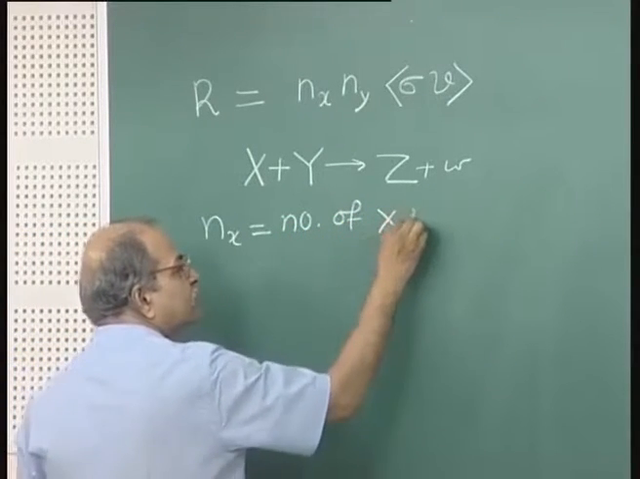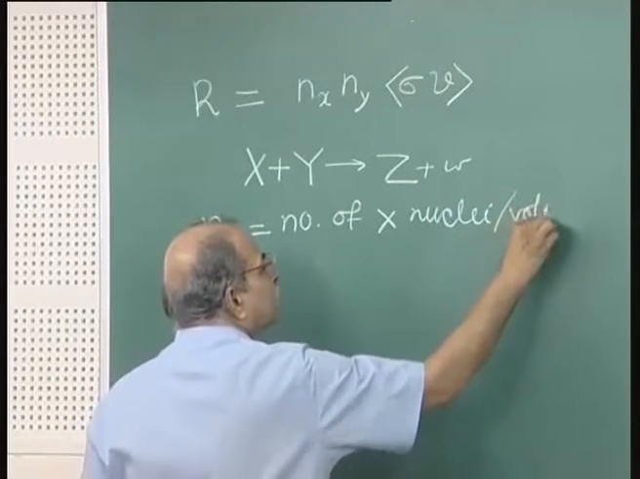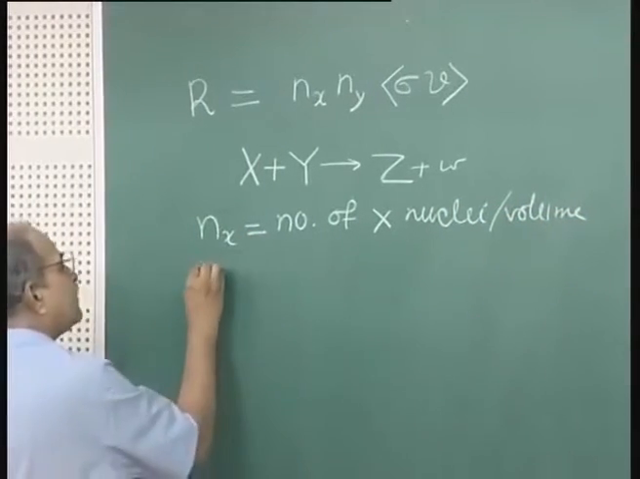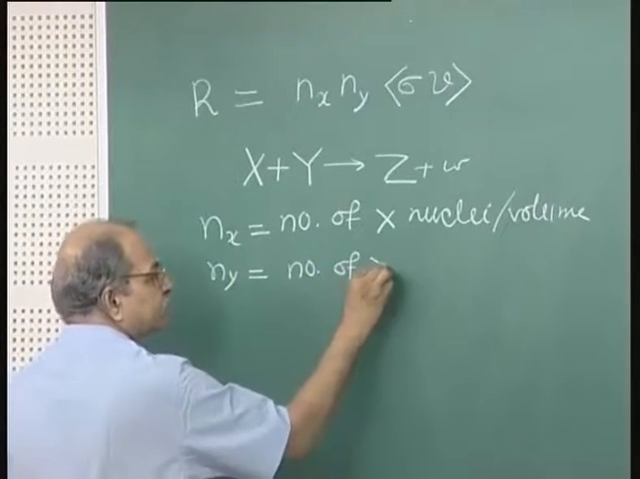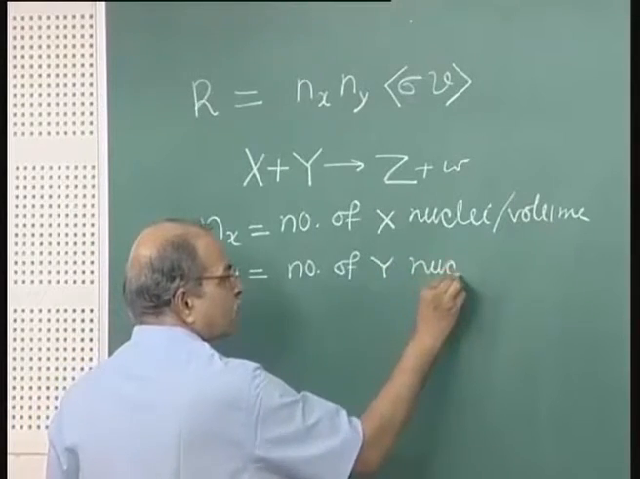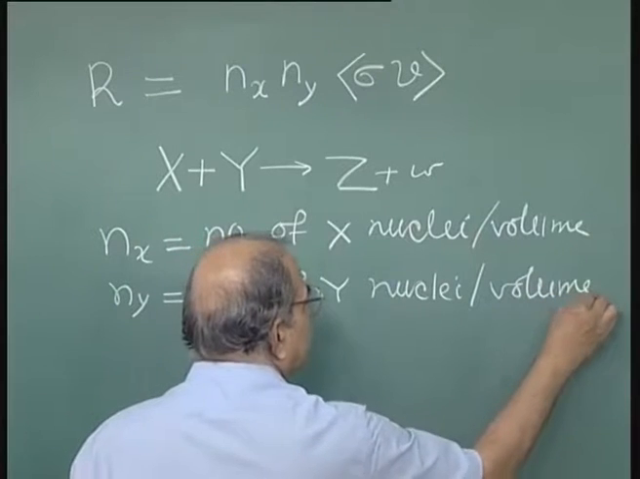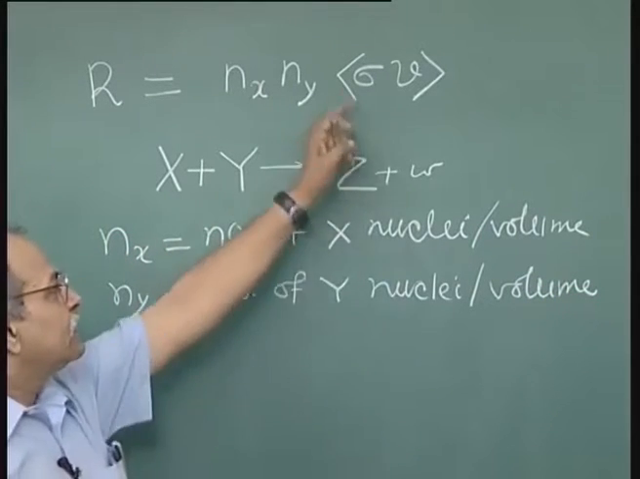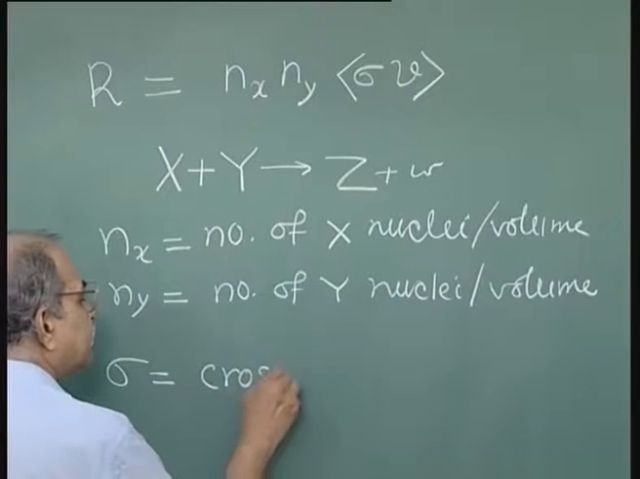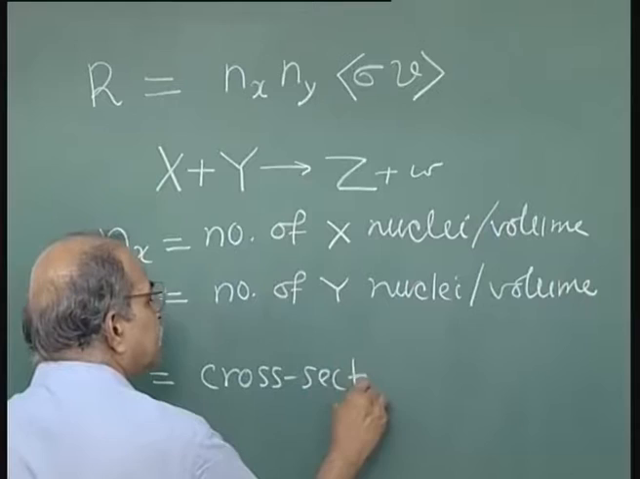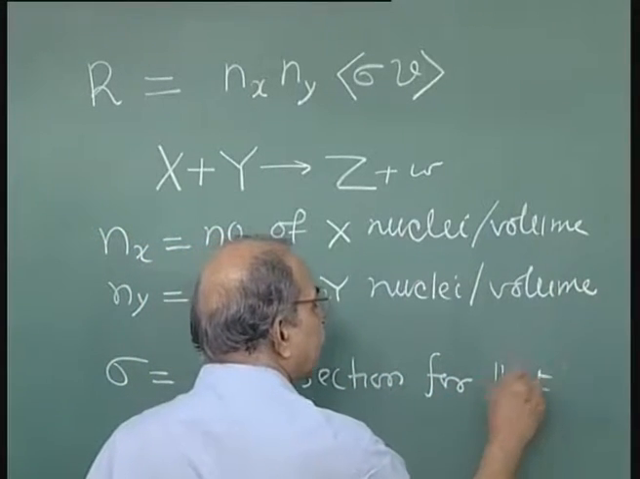So, this n_x and n_y are the concentrations, that means the number of x nuclei per unit volume, and similarly n_y is the number of y nuclei per unit volume. Sigma is the cross section for that particular reaction.